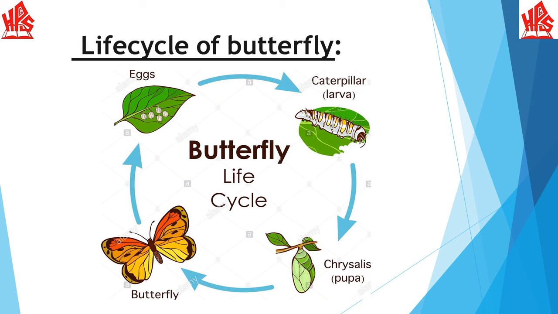Students, in this slide you can see life cycle of butterfly. There are 4 stages in the life cycle of a butterfly. Stage 1, egg. Butterfly lays eggs on the leaves of plants. Stage 2, caterpillar or larva. After few days, caterpillar comes out from the egg and it is green in color. Stage 3 is chrysalis or pupa.